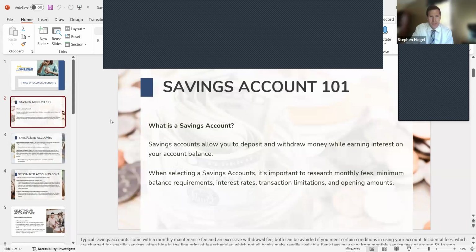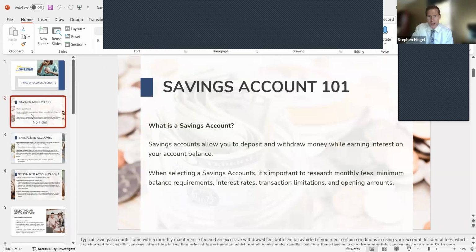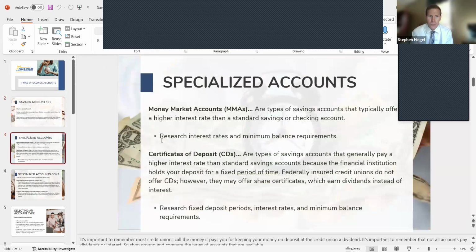Okay. So, savings account 101. What is a savings account? Savings accounts allow you to deposit and withdraw money while earning interest on your account balance. When selecting a savings account, it's important to research monthly fees, minimum balance requirements, interest rates, transaction limitations, and opening amounts. There are also specialized accounts.